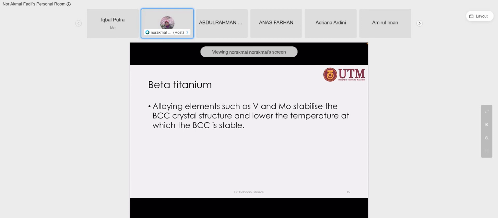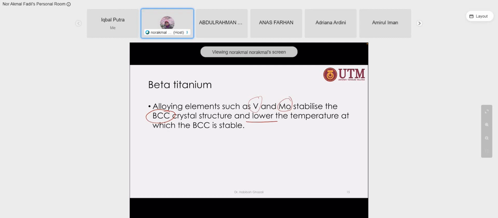Another titanium alloy we call beta titanium. Beta titanium has vanadium and molybdenum as alloy elements, in contrast to alpha titanium. These vanadium and molybdenum stabilize the BCC crystal structure. You can achieve this BCC crystal structure at lower temperature.